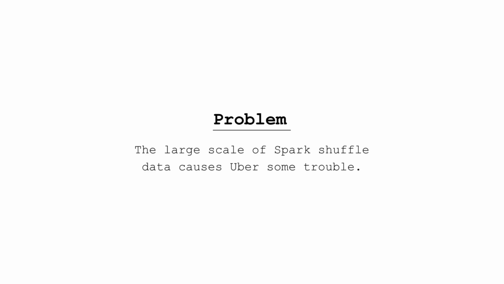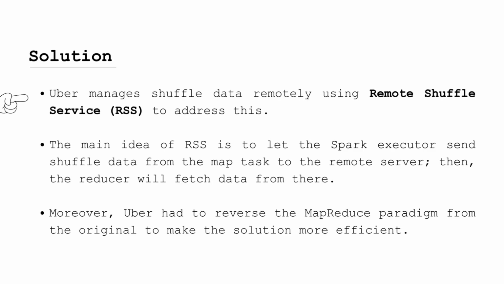The large scale of Spark shuffle data causes Uber some trouble. Uber manages shuffle data remotely using the Remote Shuffle Service, RSS, to address this. RSS's main idea is to let the Spark executor send shuffle data from the map task to the remote server. Then, the reducer will fetch data from there. Moreover, Uber had to reverse the map-reduce paradigm from the original to make the solution more efficient.